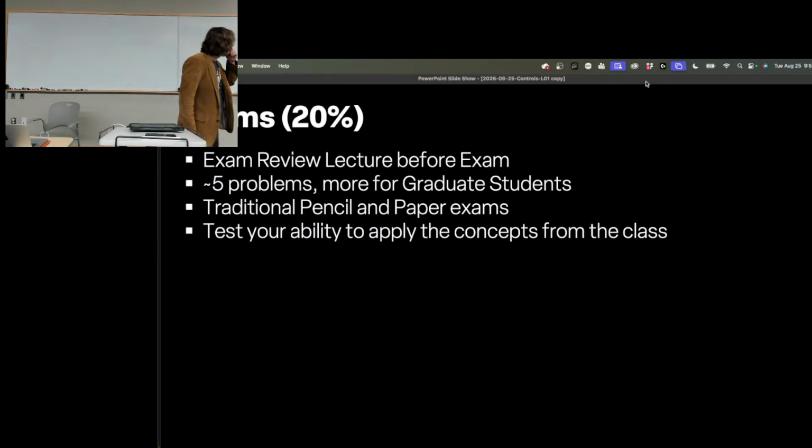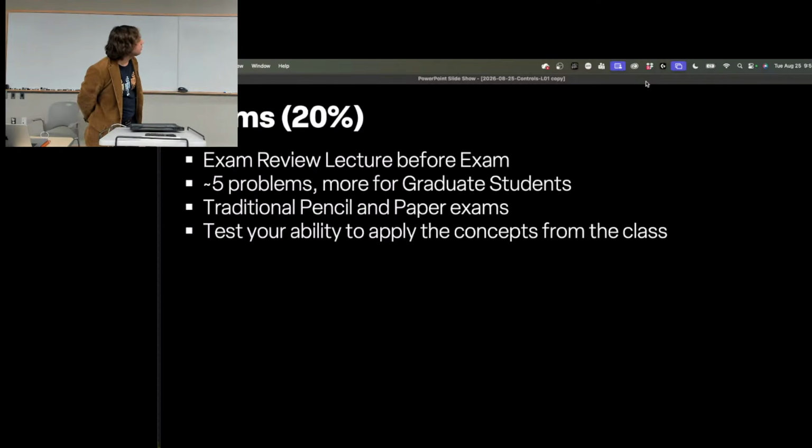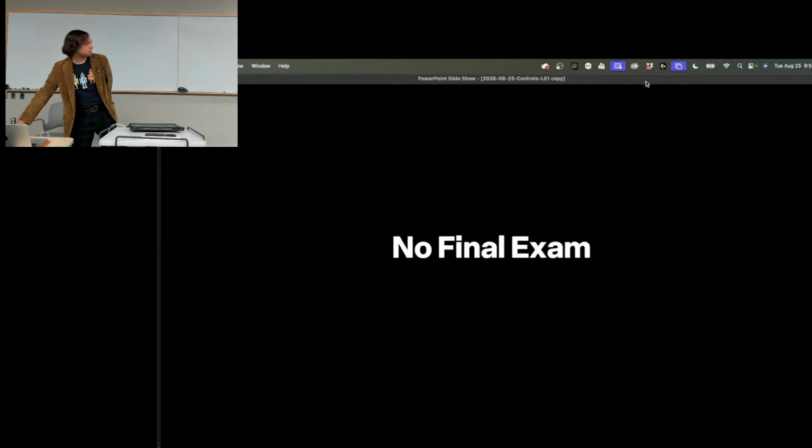Okay. All right, exams, 20% each. There are 2 of them. We have 2 exams. The exam review lecture will happen before every exam. Before every exam, we'll have a whole lecture that's just review. All right? Okay, about 5, 6 problems, an extra one if you're a grad student. So it's a little harder. They're like traditional pen and paper exams. They still do those, right? Okay. Again, it's to make sure that you can do the core math associated with control systems. All right? Okay, there is no final.